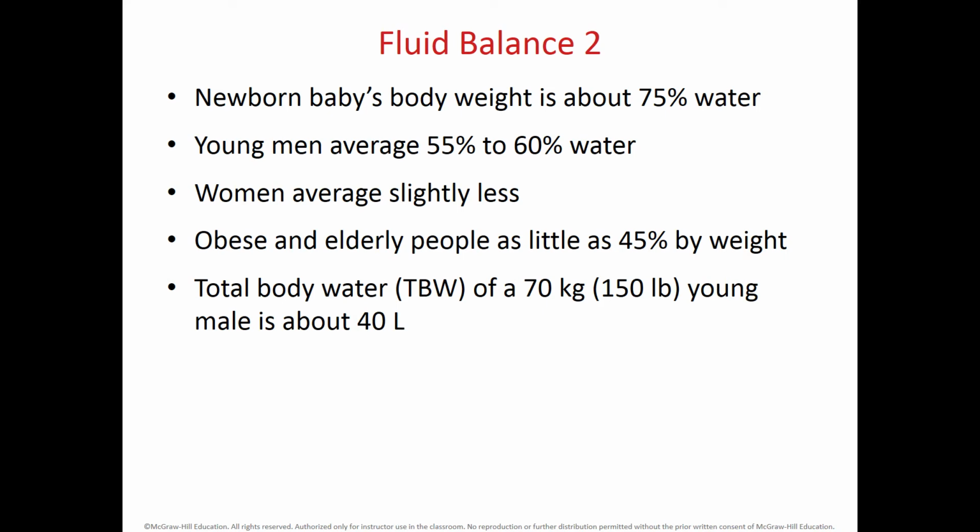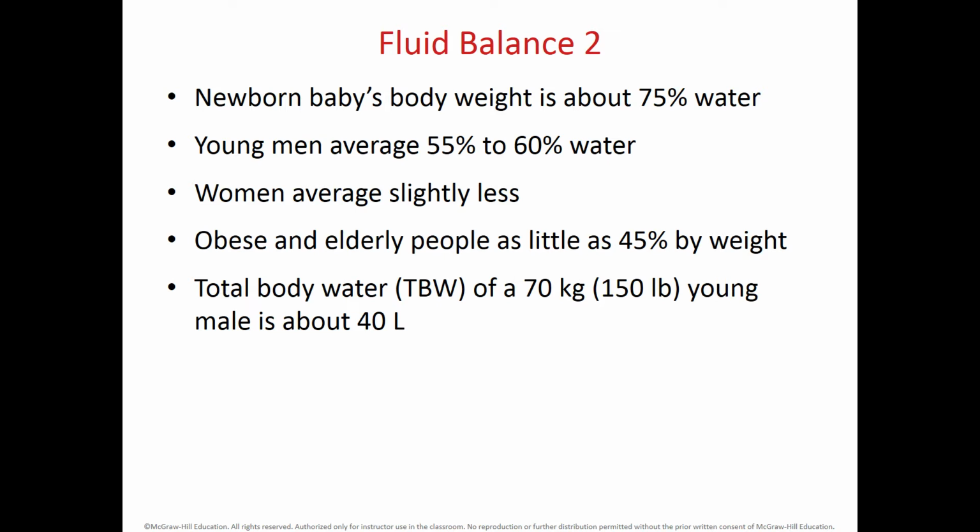So for fluid balance, in a newborn, the total body fluid, which is 75%, is made out of water. In young men, the total amount of water in their body will be between 55 to 60%, and in women, the total amount of water is around 50%, while in the obese and the elderly, the total amount of water that we have in our body is 45%.